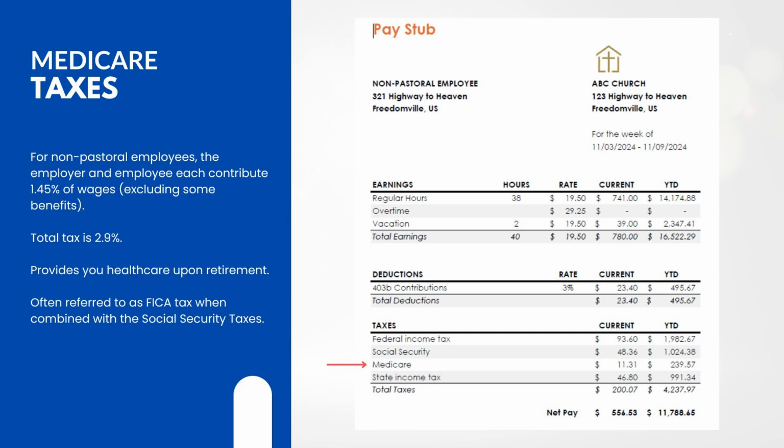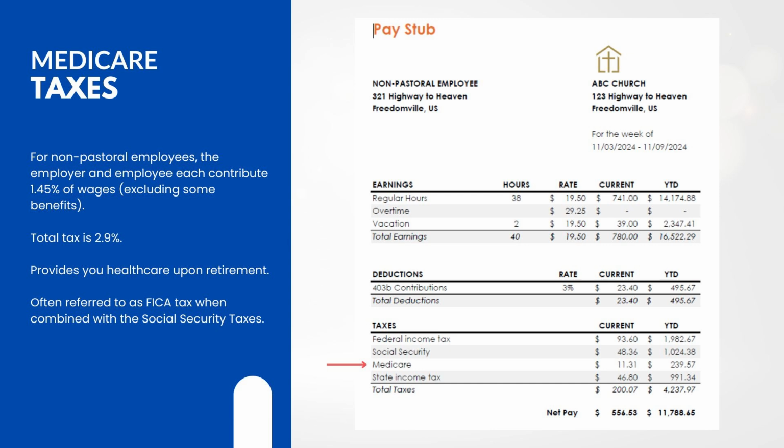Medicare tax is used to fund the Medicare program, which provides health insurance for people 65 and older, as well as certain younger people with disabilities. Similar to Social Security, 1.45% of your wages is typically withheld from your paycheck for Medicare, and your employer matches that amount. So together, you contribute 2.9% of your wages to Medicare. Being self-employed for Social Security and Medicare purposes, pastors also pay the full 2.9% themselves through the self-employment tax.